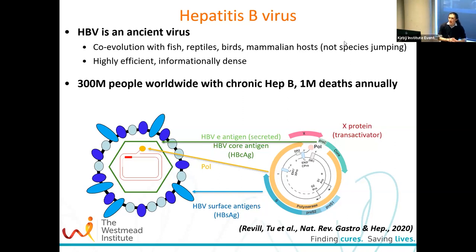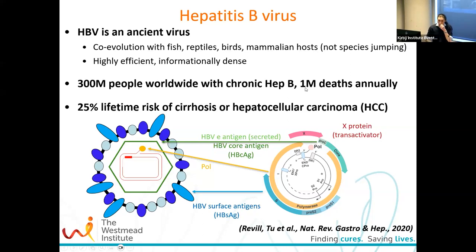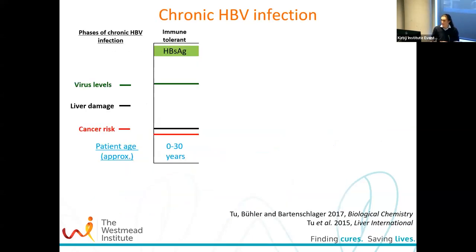No problem. So it's a really common infection. 300 million people around the world have a chronic infection. They have it for basically the rest of their lives. And this causes a huge number of deaths, up to a million deaths annually. This is because a chronic infection increases the risk of either cirrhosis or liver cancer a hundredfold. And about 25% of people who aren't treated will die of that.